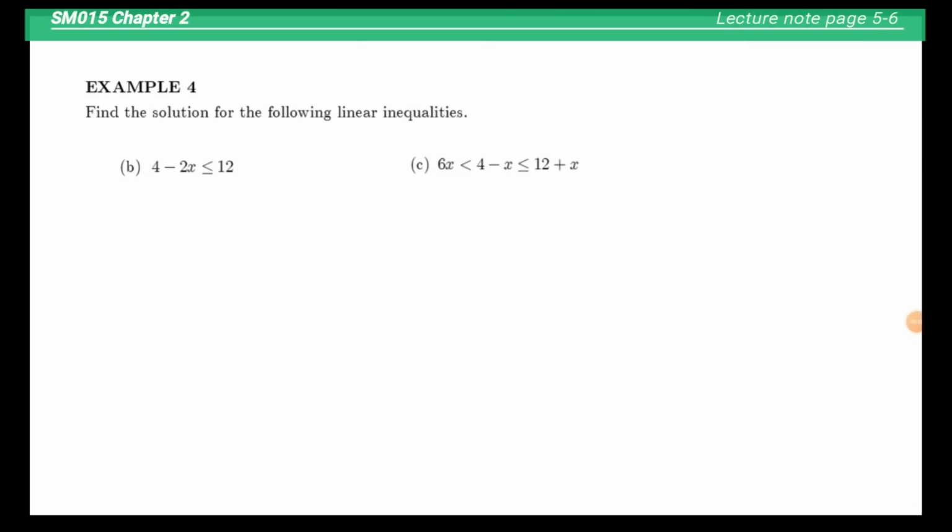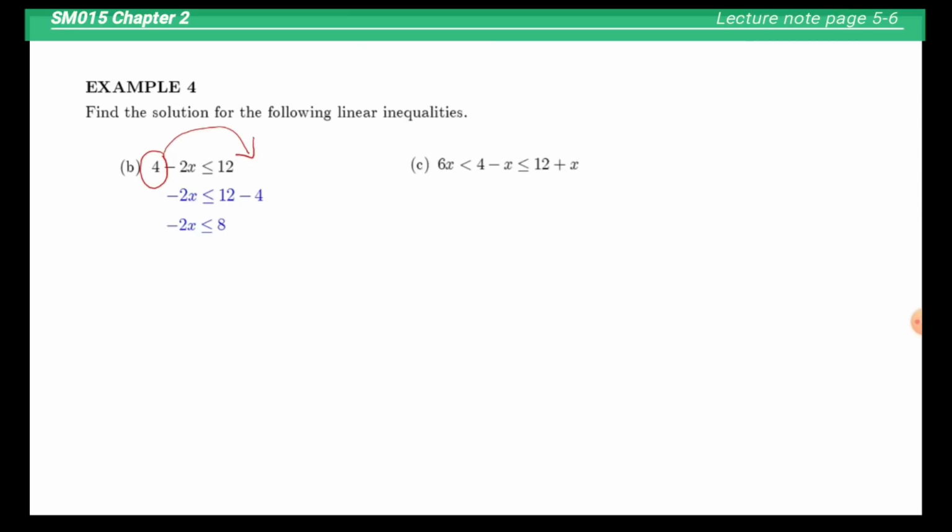For example 4, find the solution for the following linear inequalities. For question B, 4 minus 2x less than or equal to 12. In this case, we can rearrange them by using the normal method that we use to solve for x. For this question, we only move the 4 to the right hand side. So we have negative 2x less than or equal to 12 minus 4, which is negative 2x less than or equal to 8. If you want to solve for x here, you need to leave x as the subject on the left hand side.